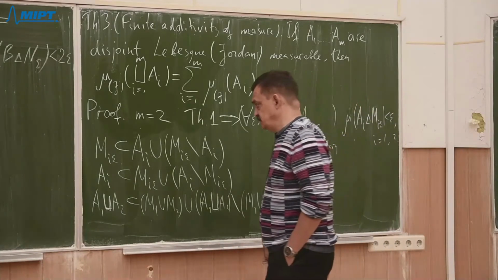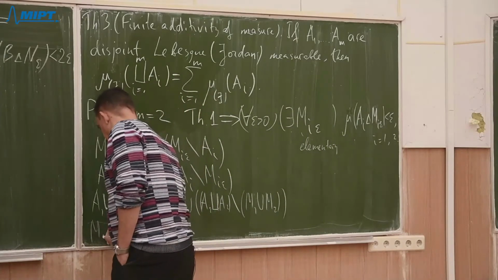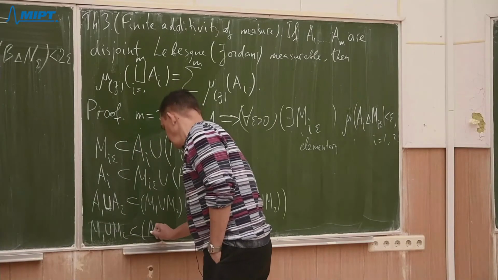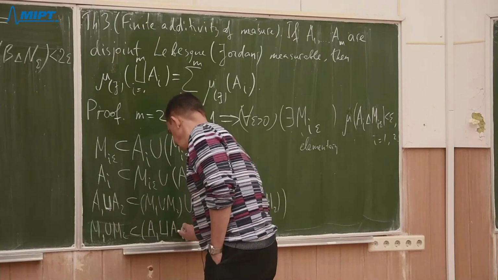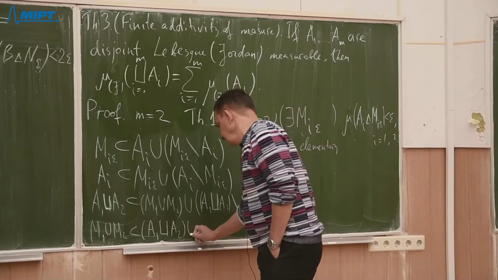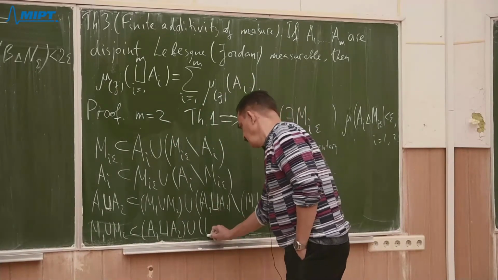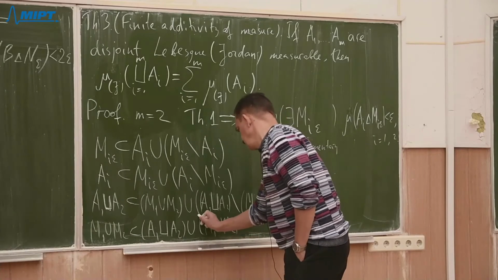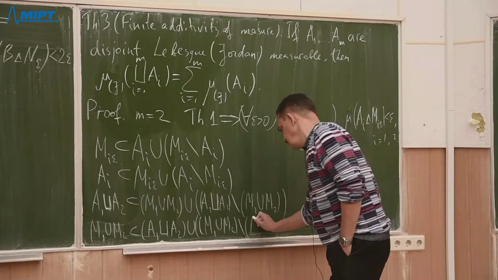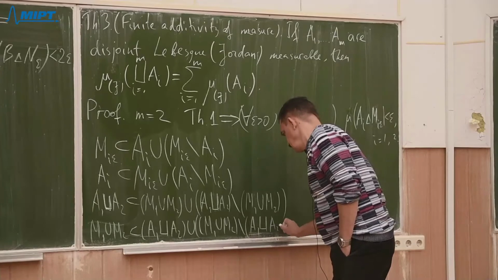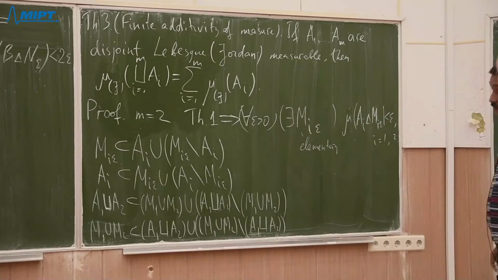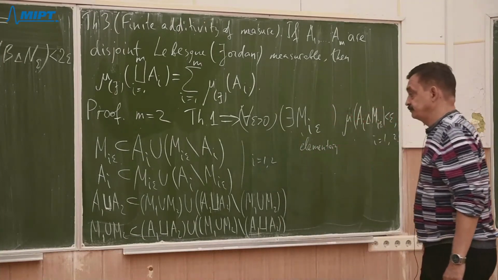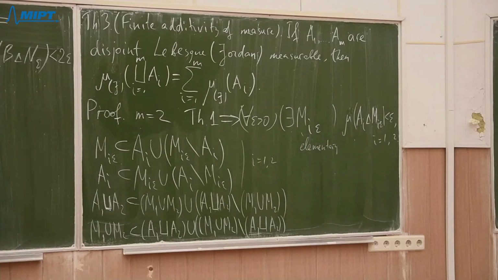And analogously for A_1 together with A_2, it is a subset of M_1 together with M_2, union with the difference of A_1 union A_2 without that union of M_1 and M_2. Here, of course, i equals 1, 2. So we have so many inclusions, right?